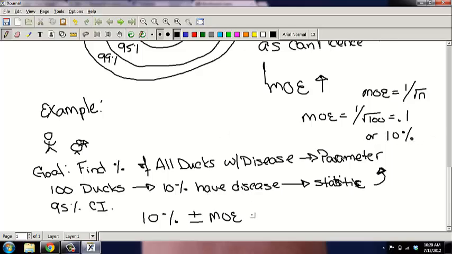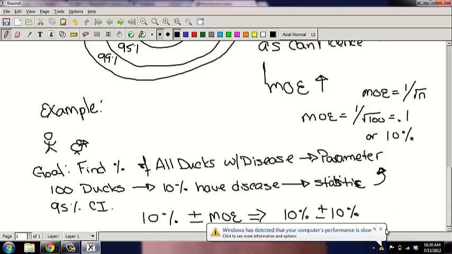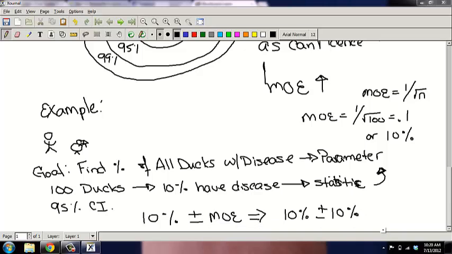And so I'm going to come down here. What this really is, is 10% plus or minus 10%. Now be careful when writing your confidence statements like this. You want to either have these both be percents, or alternatively I could have written this as 0.1 plus or minus 0.1. You just either have to use both of them as decimals or both as percentages. It doesn't matter which one you choose.